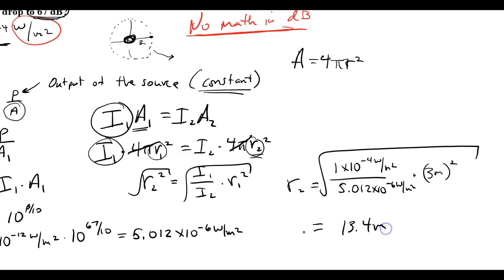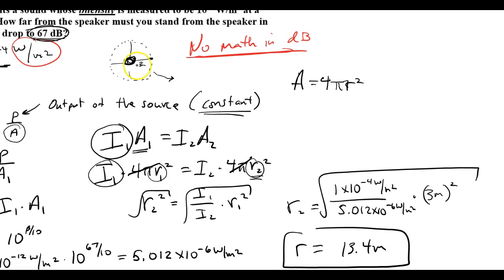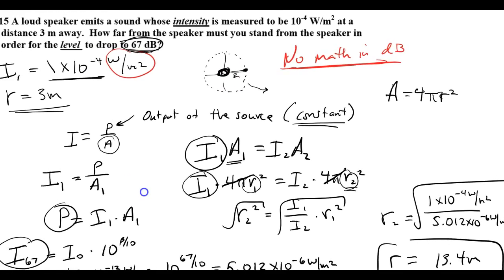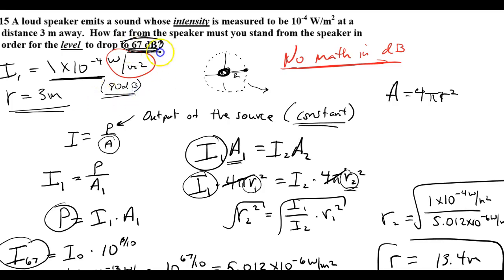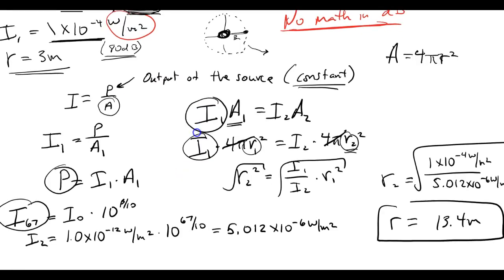13.4 meters. Let me reiterate all we did right there. Originally, when you were standing 3 meters from the speaker, you were perceiving a sound of that intensity, and I believe that intensity is about 80 decibels. Let's say you can't control the speaker. The speaker is locked in, but you can't stand 80 decibels. You want to go to 67 decibels. So all we did was get the intensity of a 67 decibel sound by simply plugging into this formula.